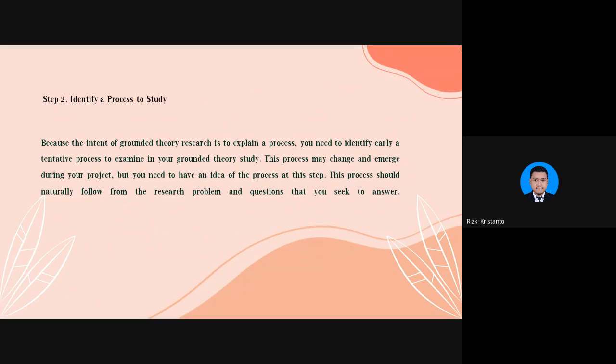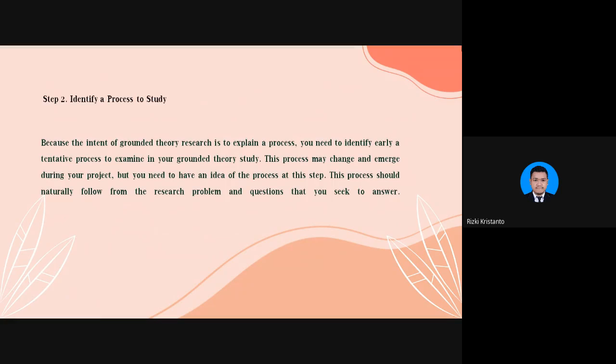Next. In step number 2, we have identify a process to study. Because the intent of grounded theory research is to explain a process, you need to identify early a tentative process to examine in your grounded theory study. This process may change and emerge during your project, but you need to have an idea of the process at this step. This process should naturally follow from the research problem and questions that you seek to answer.